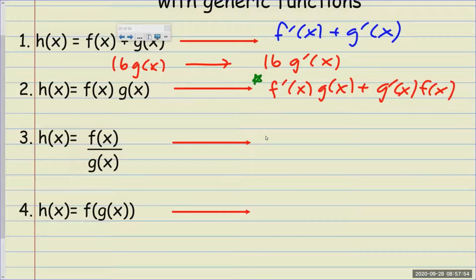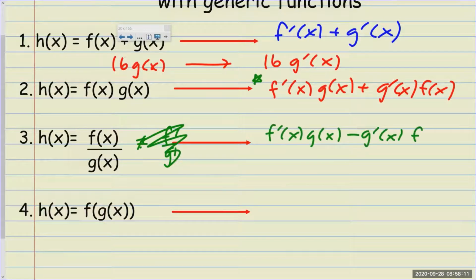Likewise, quotient rule. It is not equal to f prime over g prime. No, you can do that in limits, but you can't do that in derivatives. This is going to be instead the derivative of the first times the second minus the derivative of the second times the first all over the bottom squared. Okay, you guys have that memorized, the quotient rule?